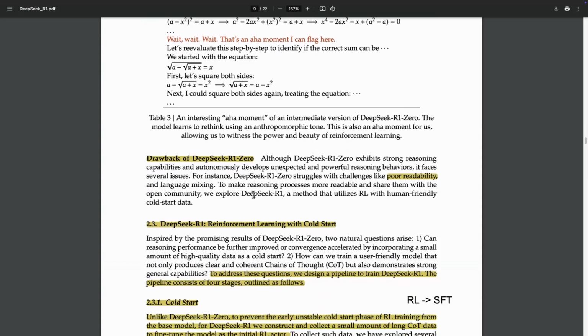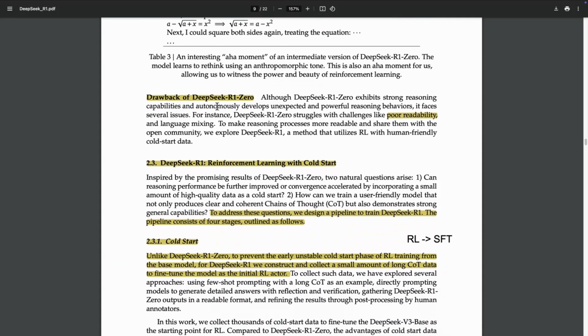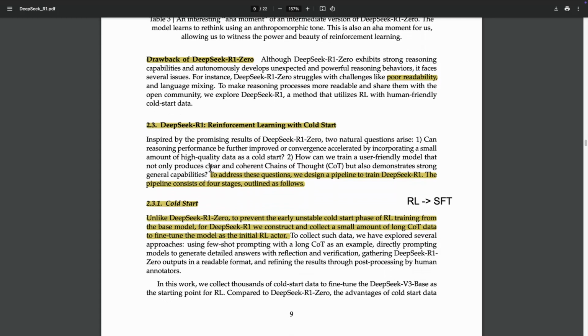I'm not going to go through all of that, but I think one of the issues with DeepSeek-R1.0, which they report here, is this poor readability. While it can output coherent, long reasoning, reflection, COT steps, and so on, it does suffer from this poor readability and language mixing. So they want to address that. And the way they address that is via this multi-training procedure.